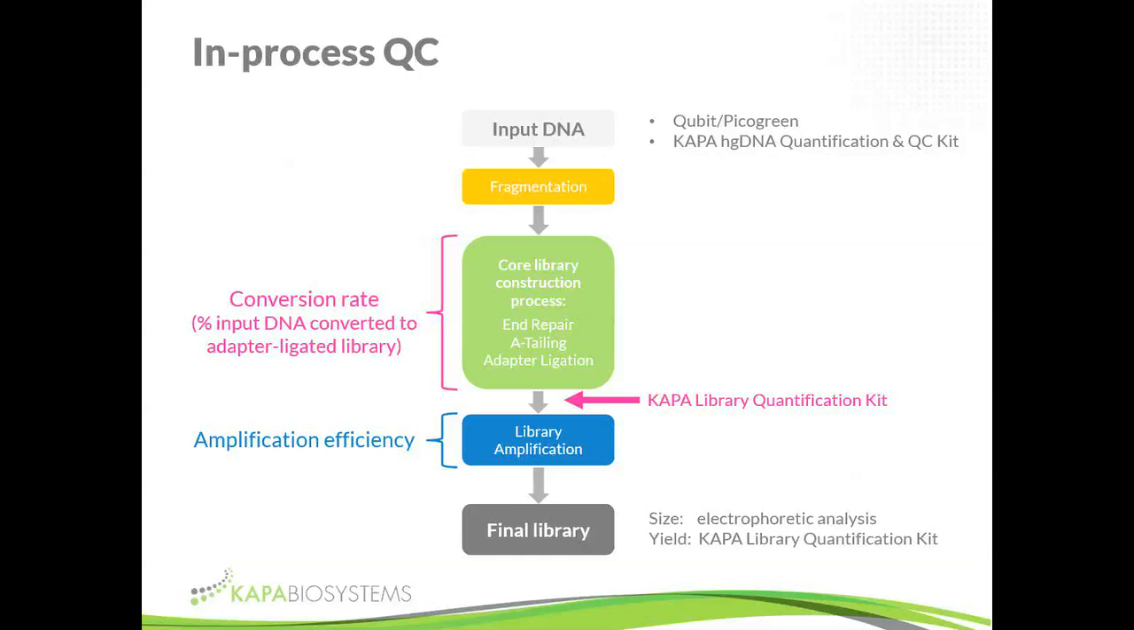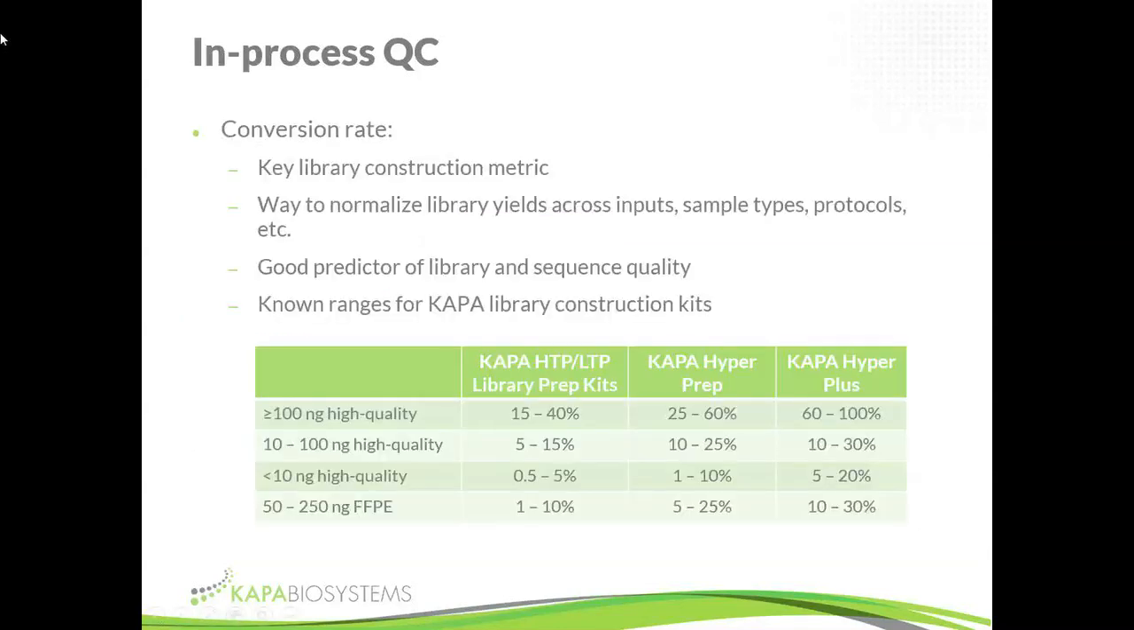And so conversion rates, we've characterized very well for our kits. We use that as an indicator of the efficiency of the core process. I just put some tables here. This is our WithBead, our conventional library preparation kit. This is the HyperPrep kit, our streamlined kit. And this is the HyperPlus kit, where we incorporate the enzymatic fragmentation. As we talked a lot about, the efficiency of ligation is input dependent.